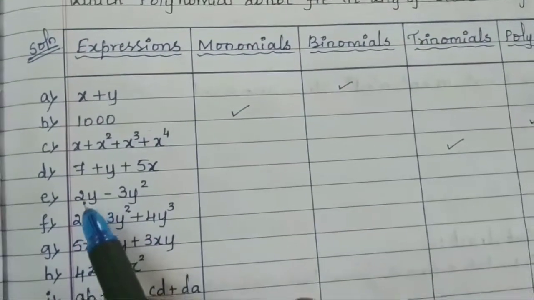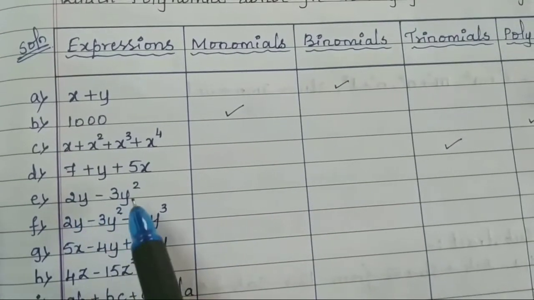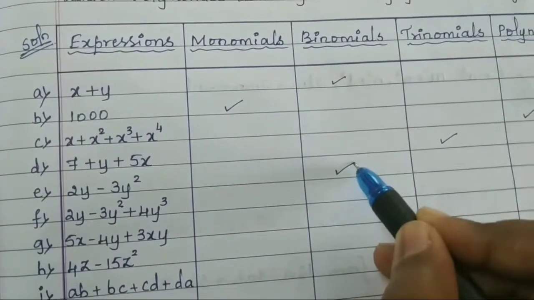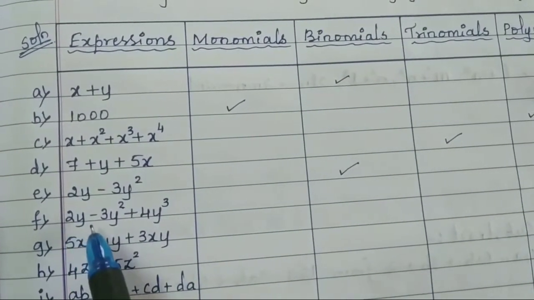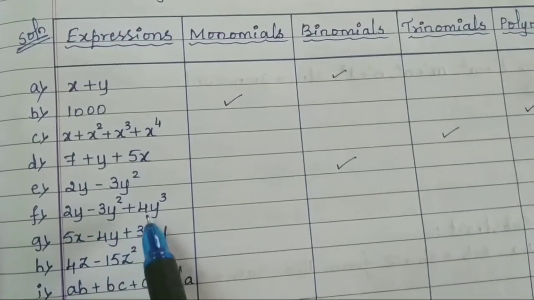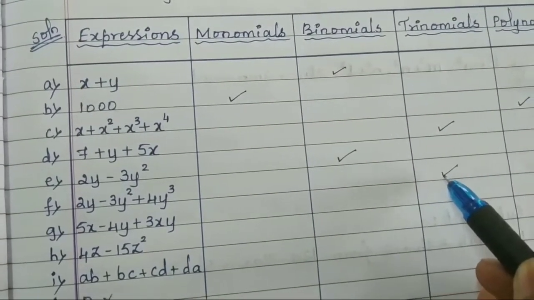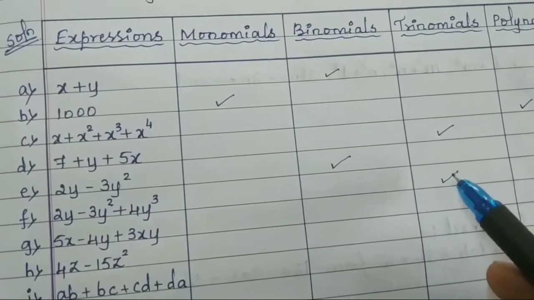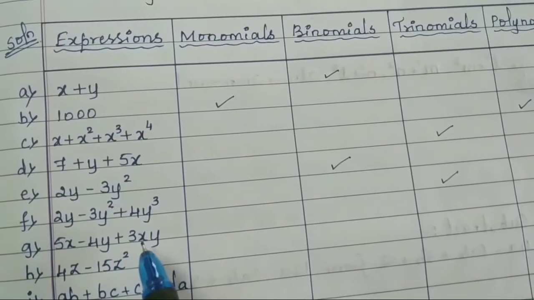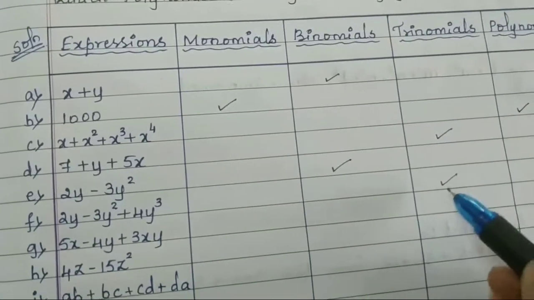Okay. Next is 2y minus 3y square. Again here there are 2 terms. So it will again come into the category of binomial. Next, 2y minus 3y square plus 4y cube. Here there are 3 terms. So it will come under the section of trinomial, as trinomial contains 3 terms. Similarly here 5x minus 4y plus 3xy. It comes under trinomial because here there are 3 terms.